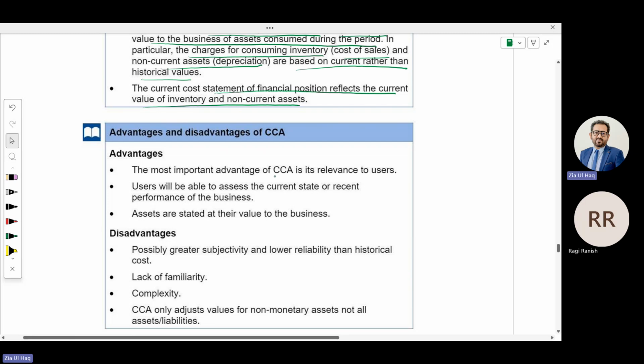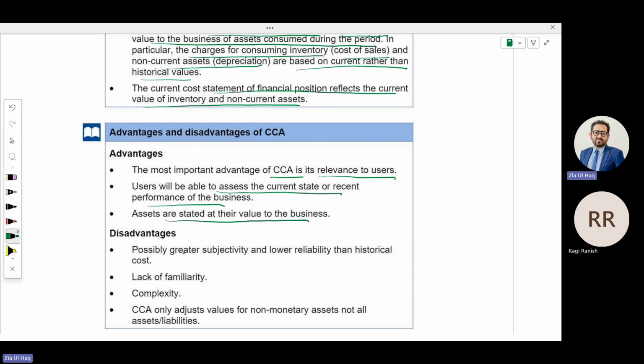Advantage: the most important advantage of current cost accounting is relevance to users. According to current value, they can see the financial statements. Users will be able to assess the current state or recent performance of the business, and assets are stated at their value to the business.